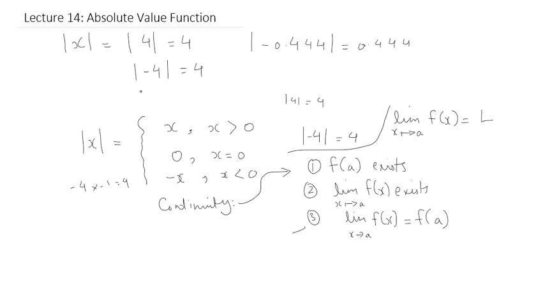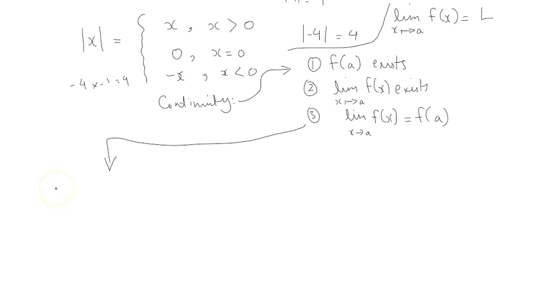So let's try doing that. We're going to try to define continuity over here. Let's do the first part, f of a. We're trying to define continuity at a, which is 0 in this case. So does f of 0 exist? Well, if we plug in a 0 over here, we get a 0. We go over here, right? We know that when x is equal to 0, the absolute value gives us 0. So f of 0 exists, right? And its value is equal to 0.